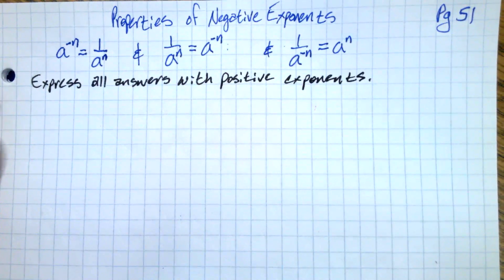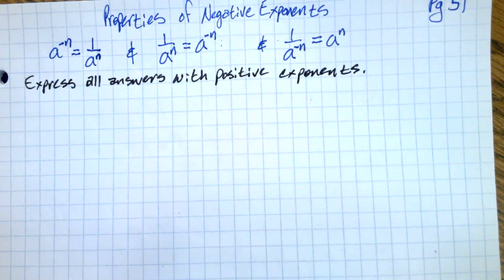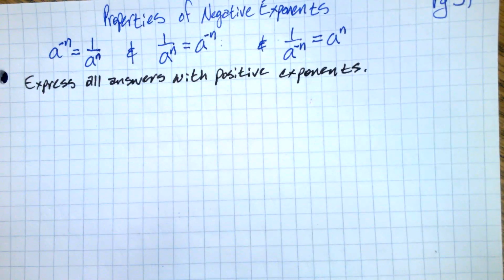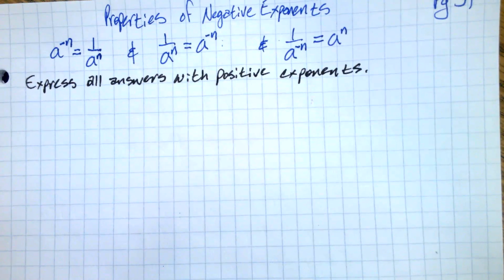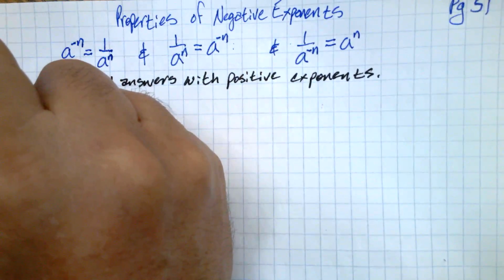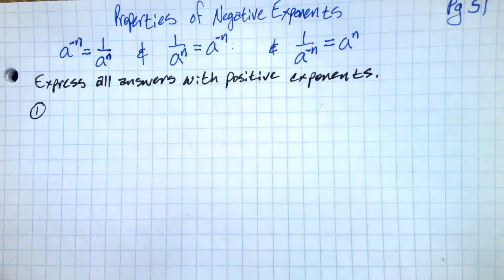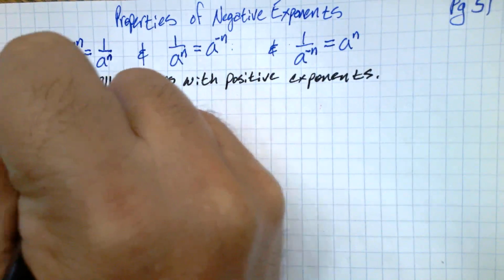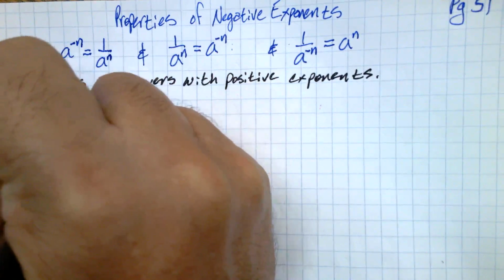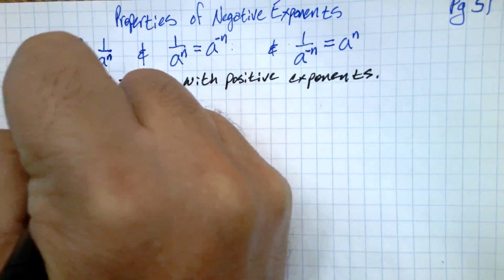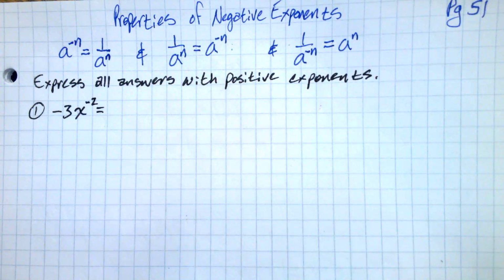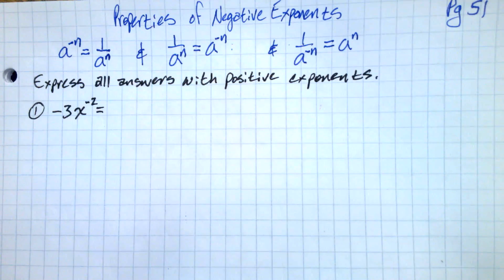Okay? So if you're ready, let's begin. We'll just do several examples here. Let's say I have negative 3 x to the negative 2. We have two factors here, negative 3 and x. But one of them has a negative exponent, the x. So again, I want to express everything with positive exponents.